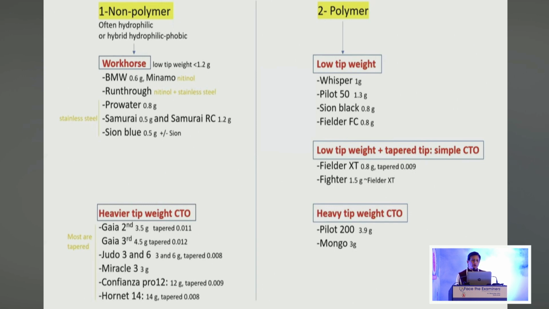Whereas if you have polymer coated wires, to initially start the work, the primary line wires are Whisper, Pilot, and Cyan Black, with low tip weight and tapered tip. In simple CTOs, Fielder XT is my choice. The beauty of Fielder XT is that it is again a tapered wire. It usually comes down to 0.009, so from 0.014 to 0.009 gives you that force. And in simple CTOs, it can cross through. And for heavy tapers, Pilot 200 and Miracle are again very common wires. Pilot 200, a lot of my colleagues use it.